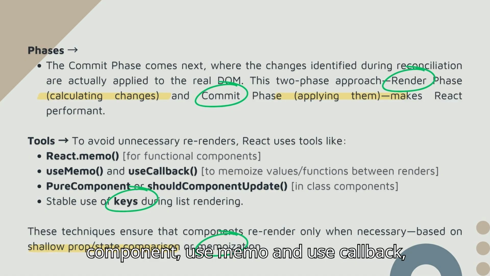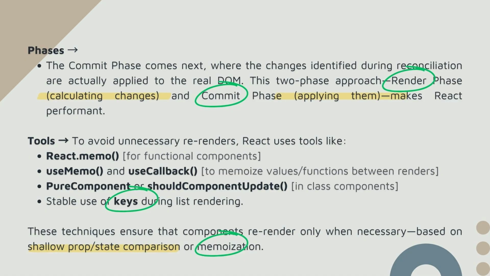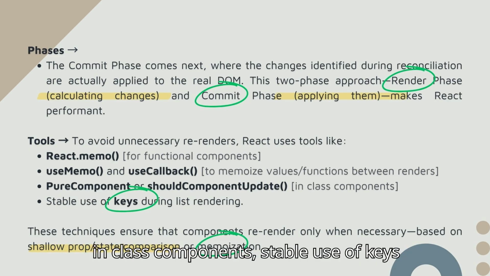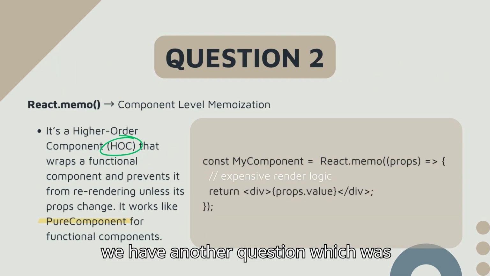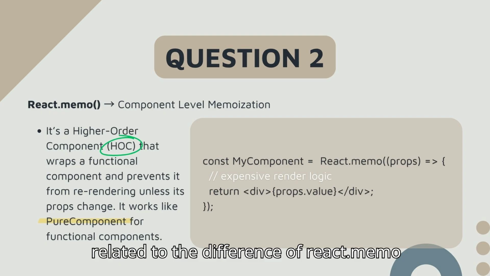So if we want to avoid unnecessary re-renders, React can use tools like React.memo, which is used for functional components, useMemo and useCallback, PureComponent or shouldComponentUpdate in class components, and stable use of keys during list rendering.